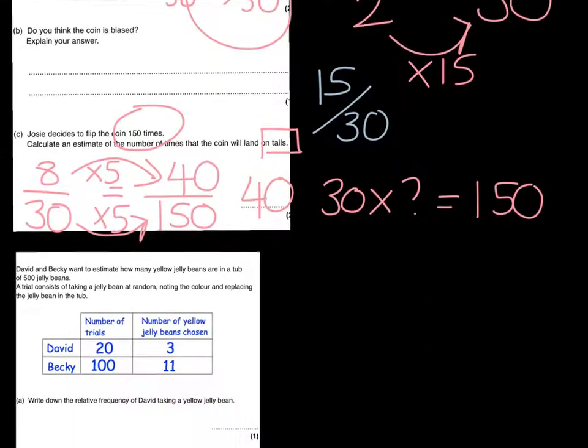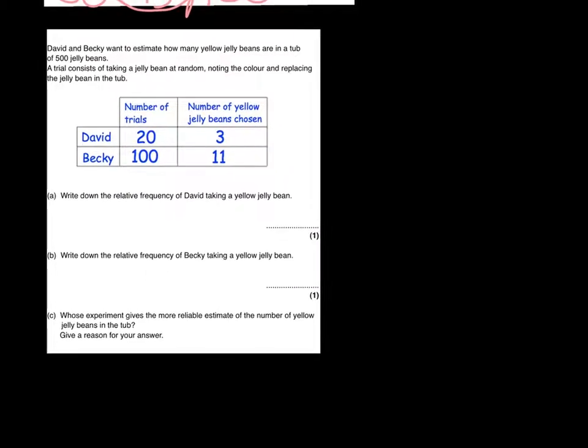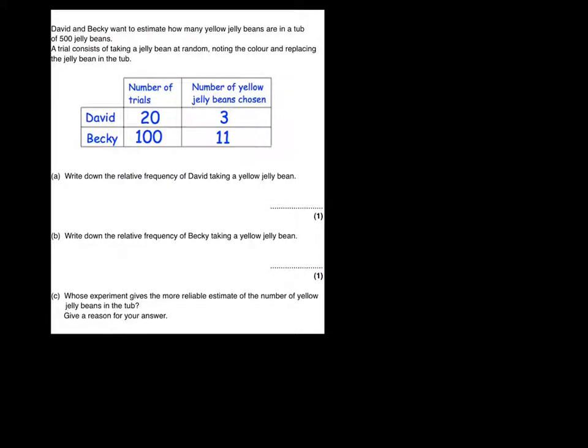Let's have a look at a slightly different question, slightly harder. So another relative frequency question. David and Becky want to estimate how many yellow beans are in a tub of 500 jelly beans, and they do a trial, and a jelly bean is chosen at random, and they note the colour and then replace the jelly bean back into the tub. So we've got the information there. Write down the relative frequency of David taking a yellow jelly bean.